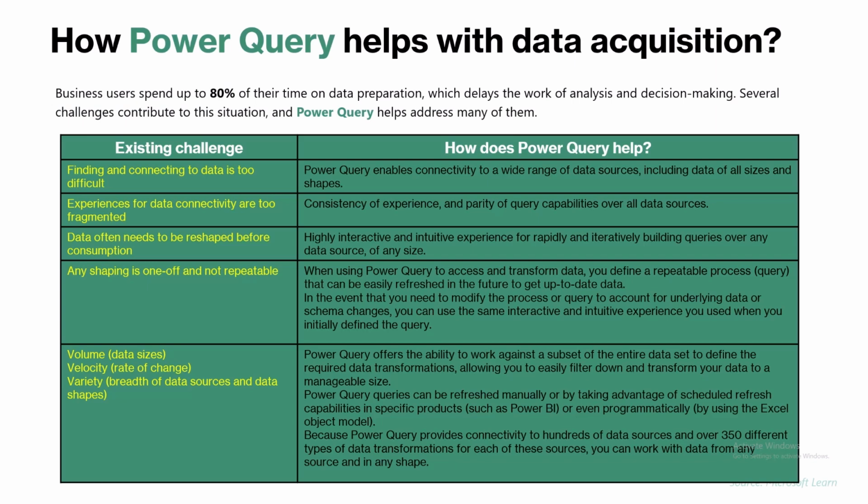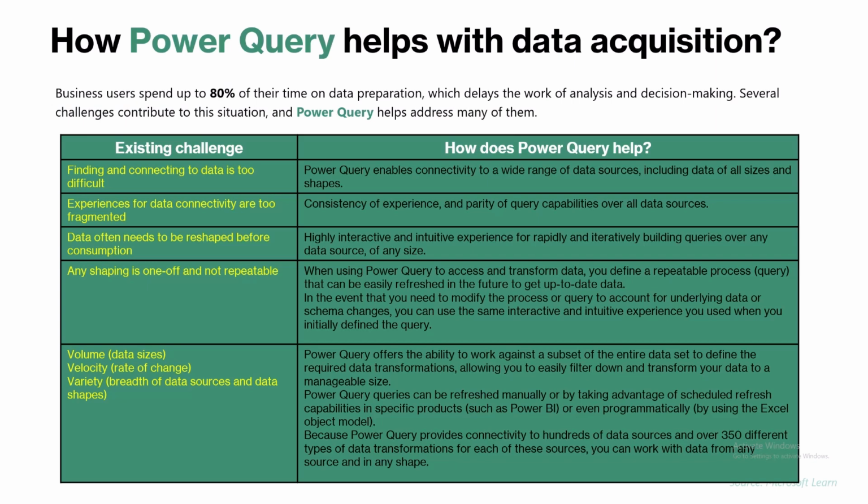Volume, data sizes, velocity, variability: this is big data. Power Query offers the ability to work with a subset of entire data sets. So if you have millions of rows, you may only need 100 or 1,000 of those, and Power Query can work with that. You can set it to only load 1,000 rows for what you need. Another use is filtering. Power Query can be refreshed manually, by taking advantage of scheduled refresh in tools like Power BI, or even programmatically by using the Excel object model.